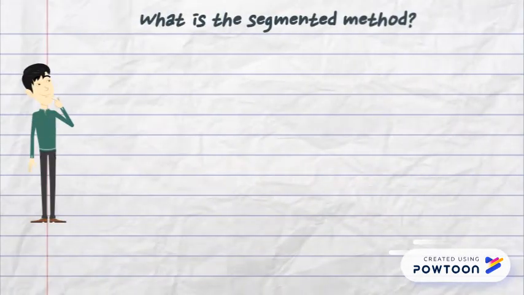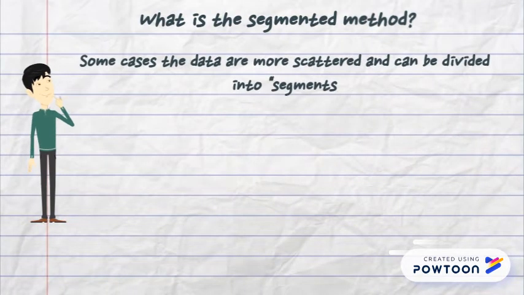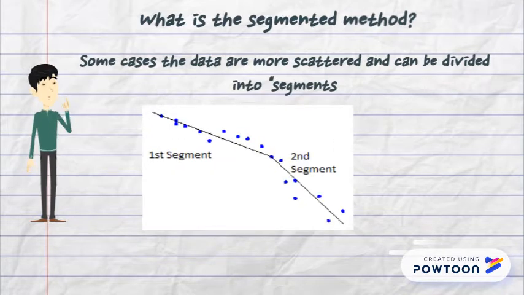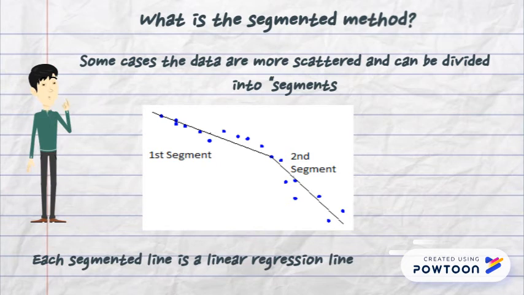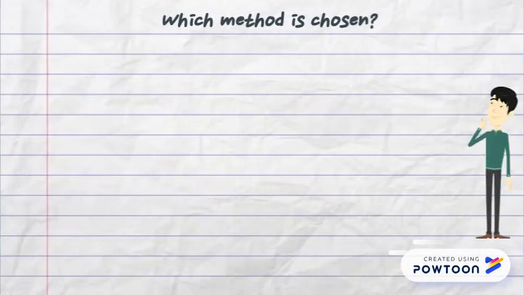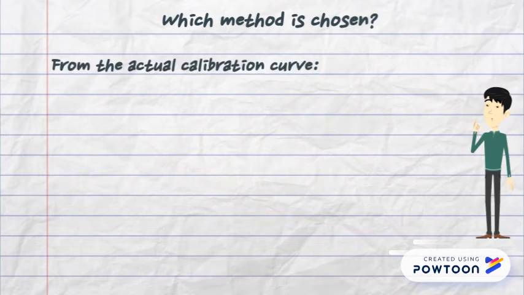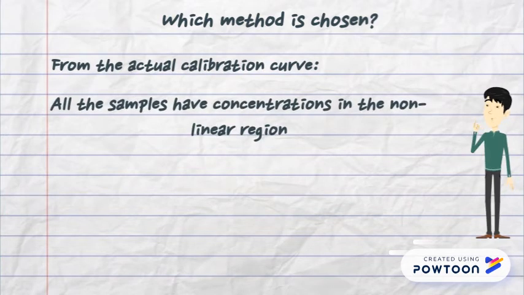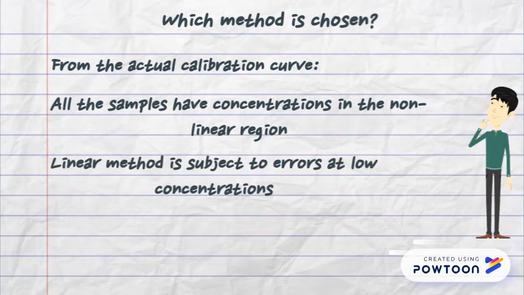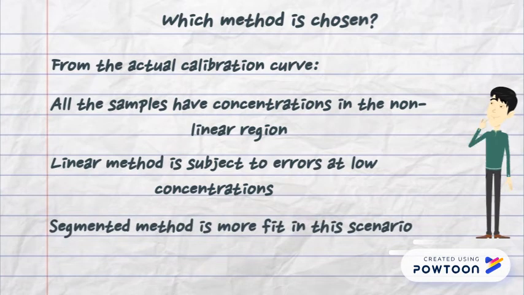Now, what is a segmented method? The segmented method is usually used where in some cases the data are more scattered and can be divided into segments, and each segmented line is a linear regression line. So which method is chosen? From the actual calibration curve or the samples of concentration in the non-linear region, and since the linear method is subject to errors at low concentrations, the segmented method is more fit in this scenario.